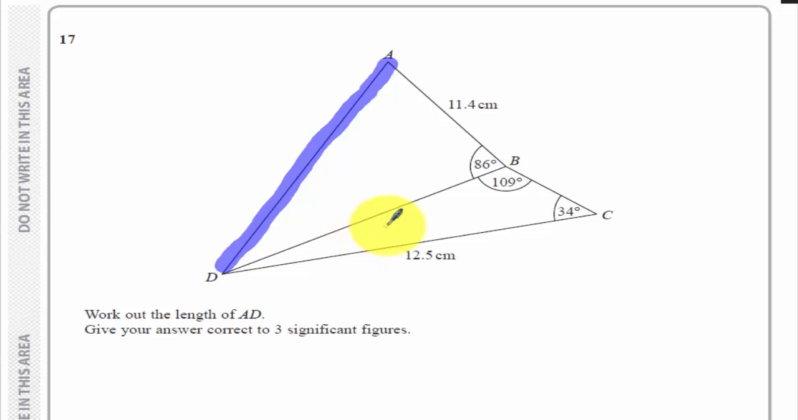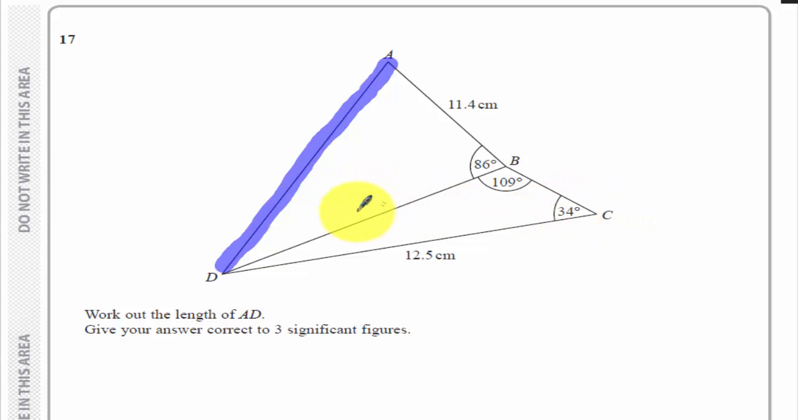Now, even though this question is question 17, we're getting near the end of the paper. That's quite a common type of question where you have to work out one length, say using the sine rule, to then work out another one using the cosine rule or vice versa. So it's worth getting used to this question.